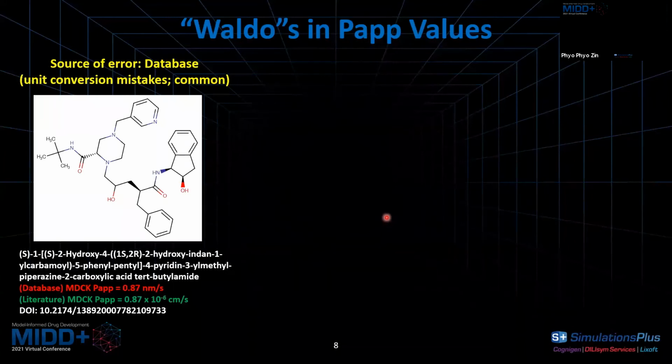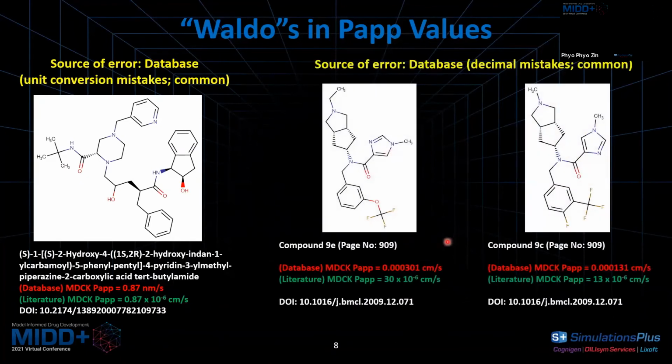Here are some more examples with mistakes in the PAPP values. These are more subtle and harder to detect. For example, this structure is reported to have a PAPP value of 0.87 nanometer per second in the database. But when we actually look at the literature, the value is 0.87 microcentimeter per second. So the difference is subtle. Here are two more examples. This compound is reported by the database to have 0.000301 centimeter per second, but in the literature, it is 30 microcentimeter per second. So this is more of a decimal mistake, and here is another case with the same decimal issue.